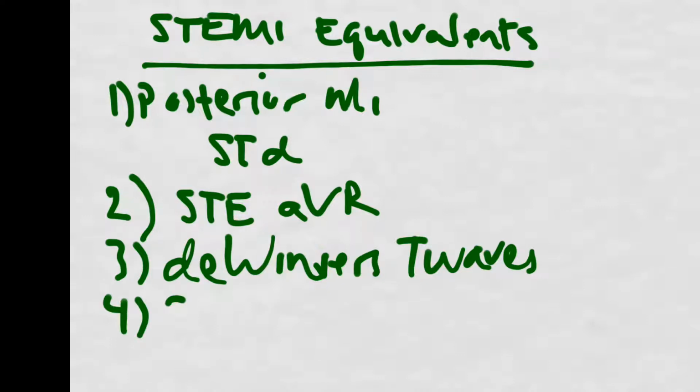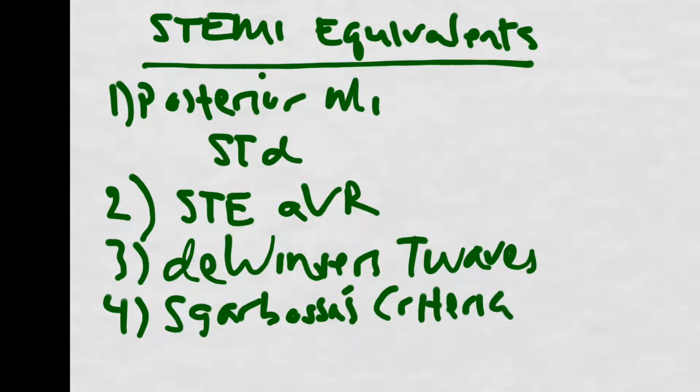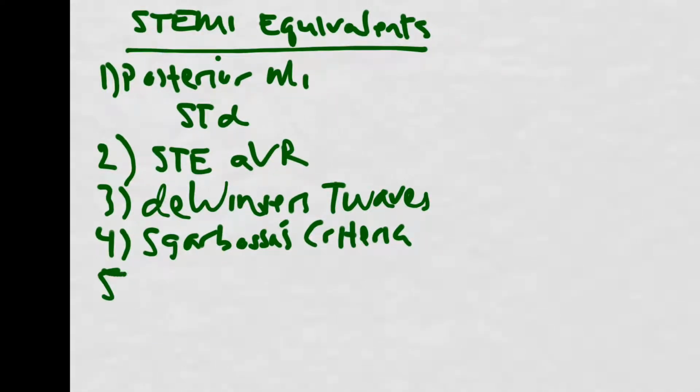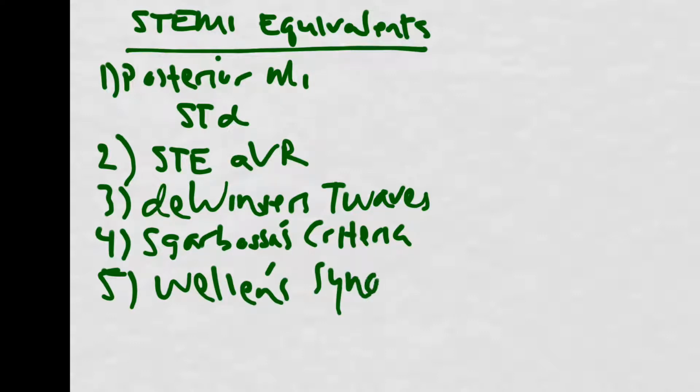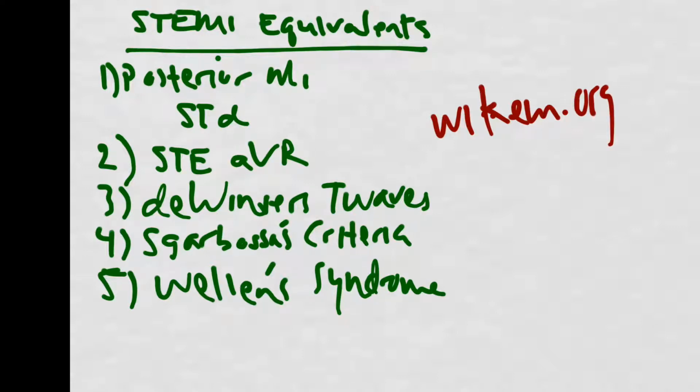Number 4 is Sgarbossa's criteria, which you'll use on patients who have left bundle branch blocks. And finally, number 5 would be Wellens' syndrome. Wikem.org has a great article on this. So if you go there and you just search STEMI equivalents, it'll pull up that article for you. And it has great examples and great descriptions of each of these STEMI equivalents.